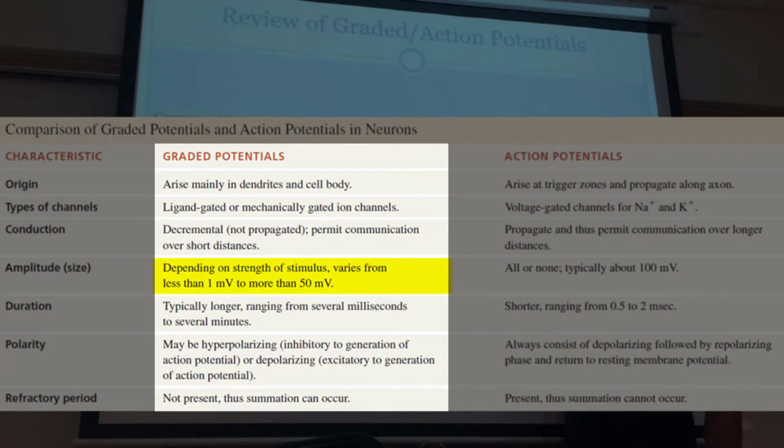When we look at the amplitude, for the most part, graded potentials are subthreshold, anything below negative 55 millivolts. Our graded potentials can either be depolarizing if we get sodium moving in, or they can be hyperpolarizing if potassium moves out, depending on what neurotransmitter is binding to which channel.